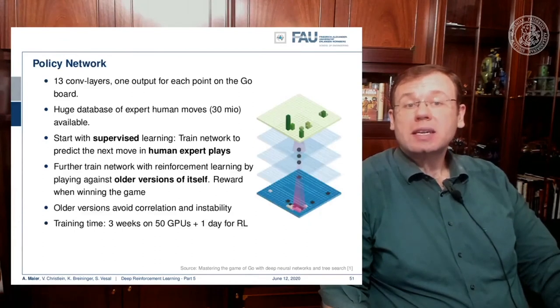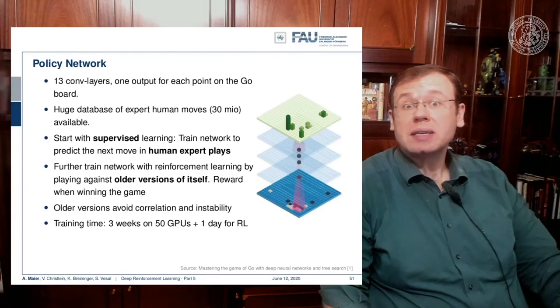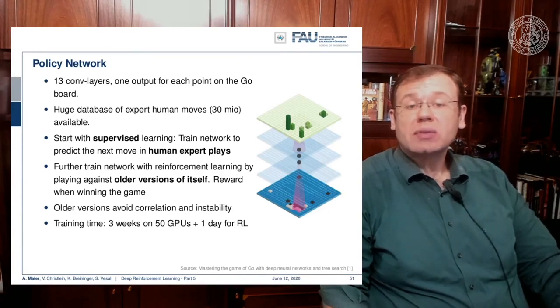So here's the policy network. It had 13 convolutional layers, one output for each point in the Go board, then a huge database of human expert moves, 30 million that were available, and they start with supervised learning and train the networks to predict the next move in the human expert play. Then they train this network also with reinforcement learning by playing against older versions of the self, and then they have a reward for winning the game. Older versions, of course, avoid correlation and instability.